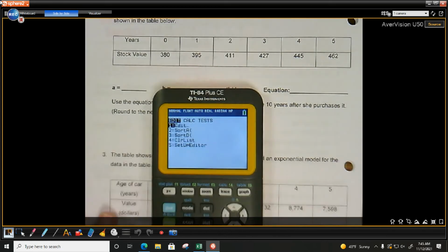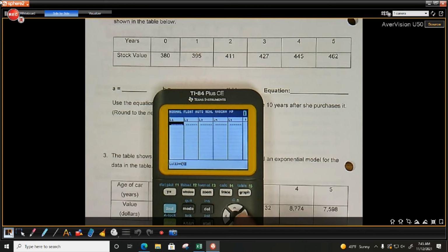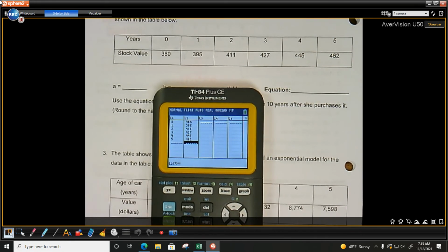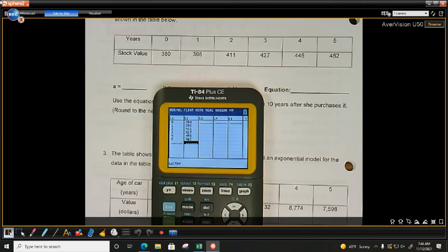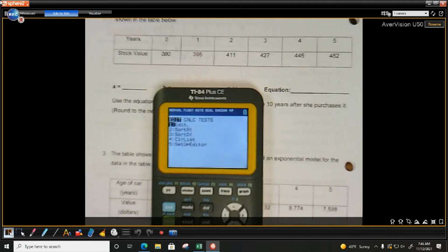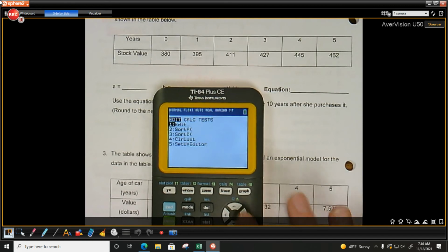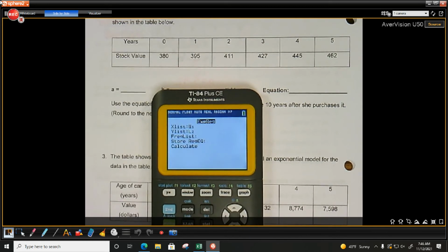Okay. Go to Stat, Edit. Put your values in. Again, guys, the biggest thing is make sure you put your data in correctly. If you put your data in incorrectly, it's going to give you incorrect values, okay? So make sure you take your time and put the data in correctly. Once I have it in, what do I do next? Stat, Calc, 0 for exponential regression.